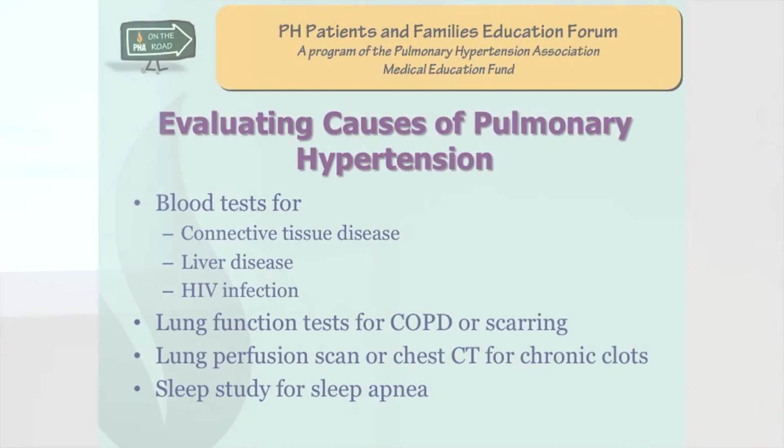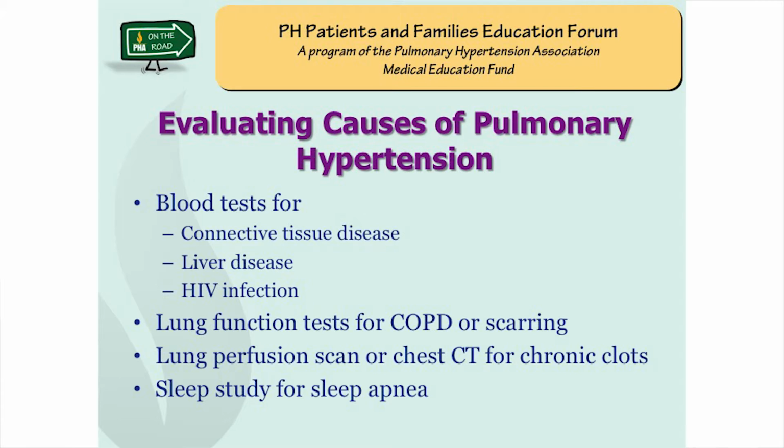So we also do blood testing to look for people who might have connective tissue disease that we didn't suspect on history or physical examination, to look for liver disease or HIV infection. We do, as I mentioned, lung function testing to look for COPD or lung scarring. And we get a perfusion scan or a chest CAT scan to look for clots. And sometimes if we're concerned about sleep apnea, we'll order a sleep study.